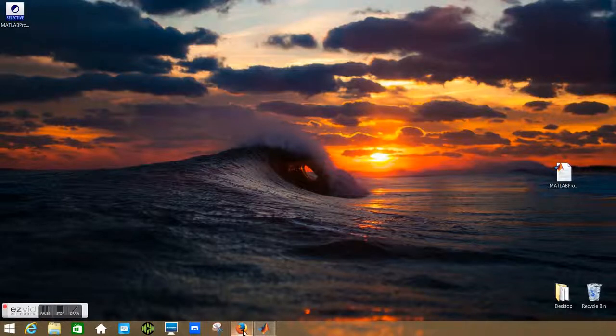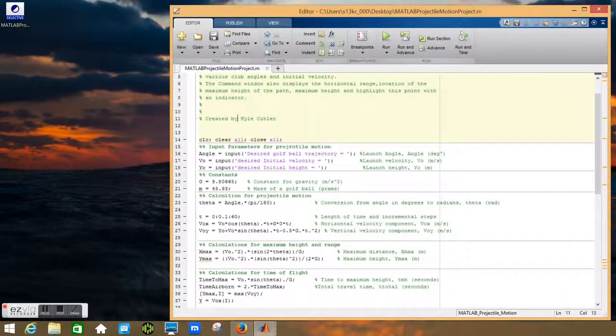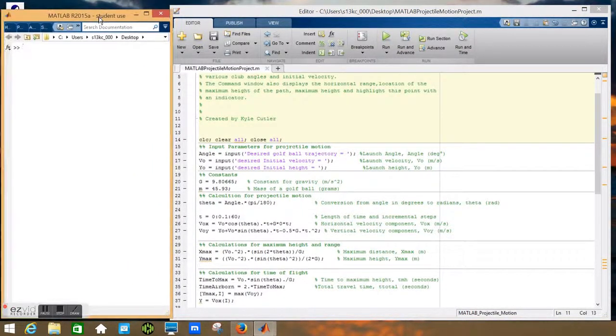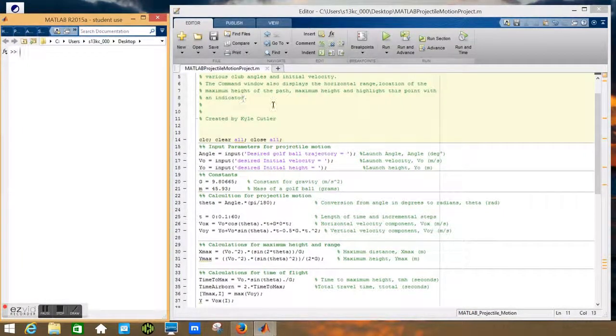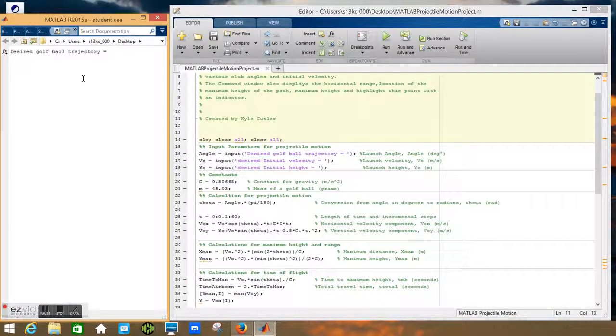I'm going to go ahead and bring my project down. Command window down. So I did mine as a golf ball representation, because I like golf a little bit. I'm going to go ahead and bring up my function. It asked me to input the golf ball's trajectory.